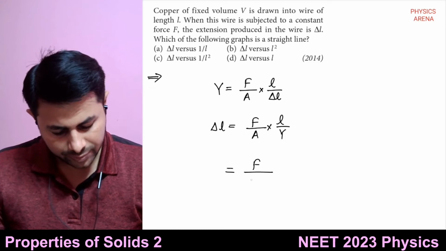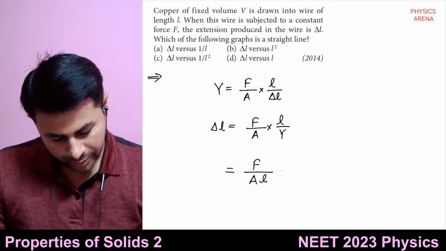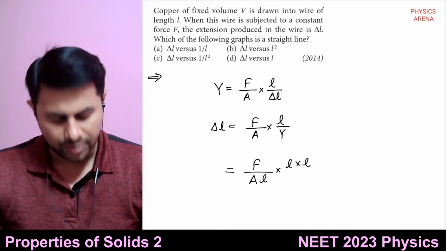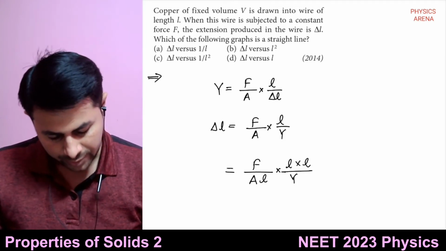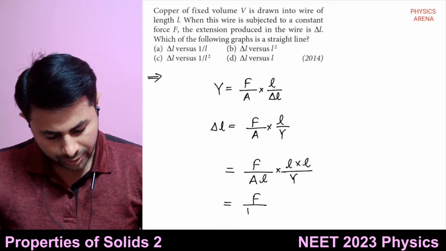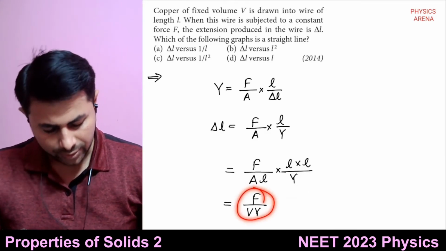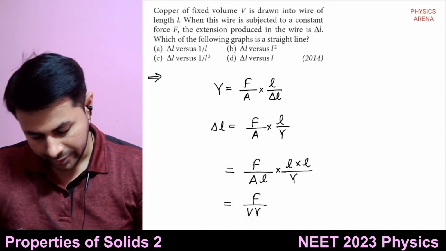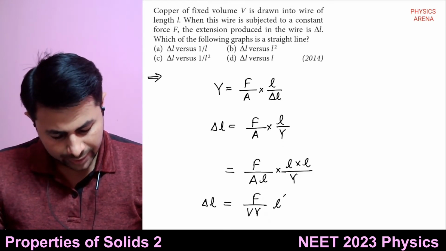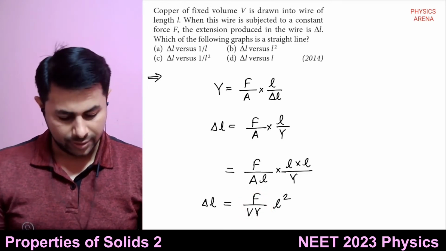So we have F upon A multiplied by L. I'm multiplying the denominator by L, so I have to multiply the numerator also by L, right? So then what do I get? I get F upon V Y, V is volume. Now all of these things are constant. So what do you get? Delta L is equal to this constant multiplied by L square, right?